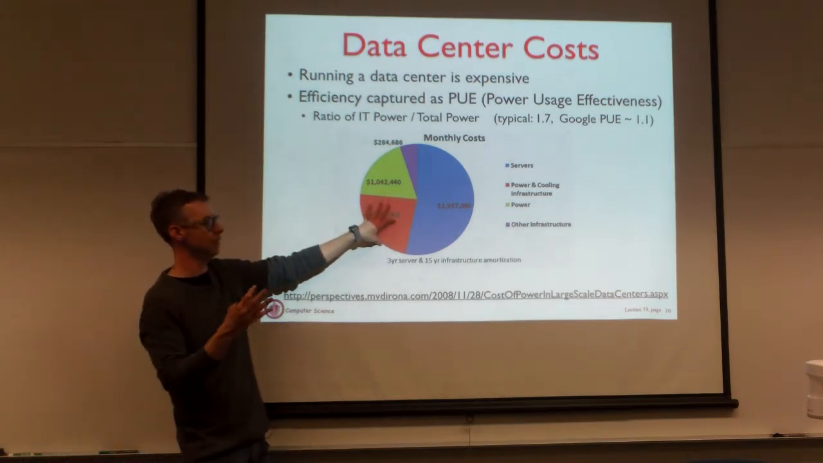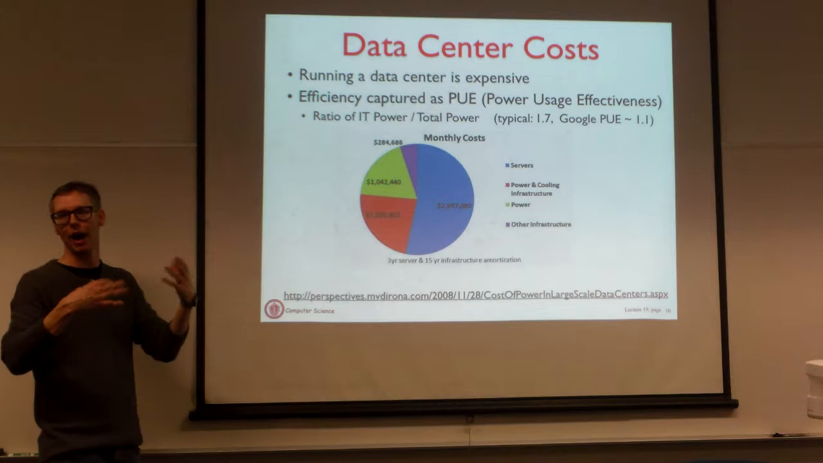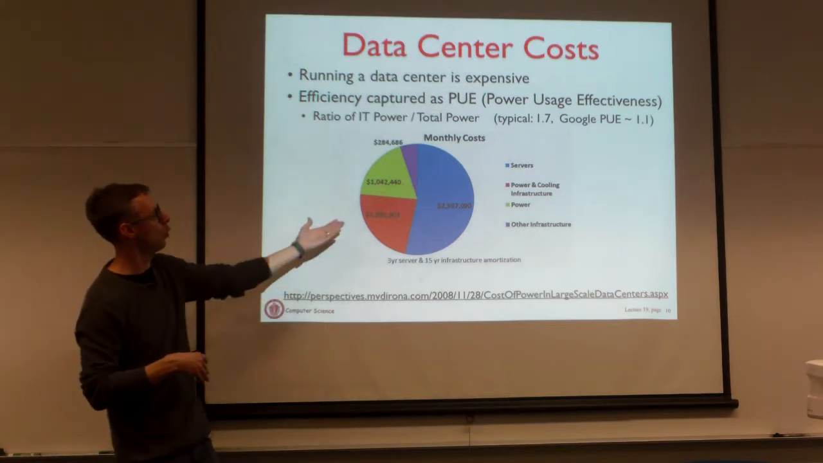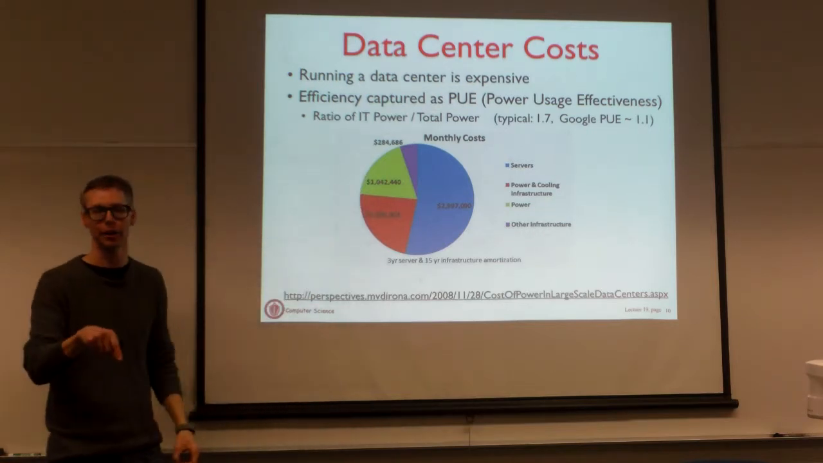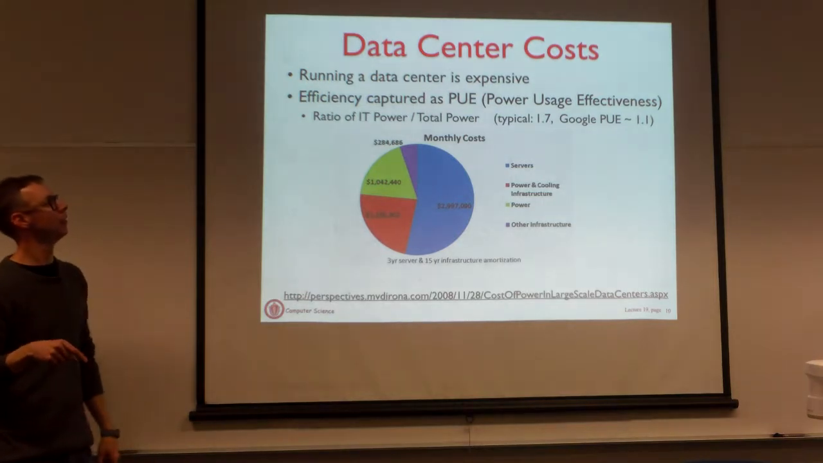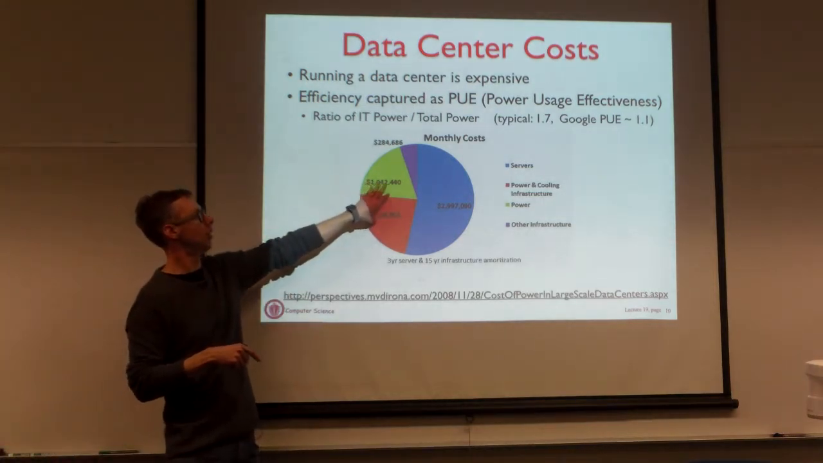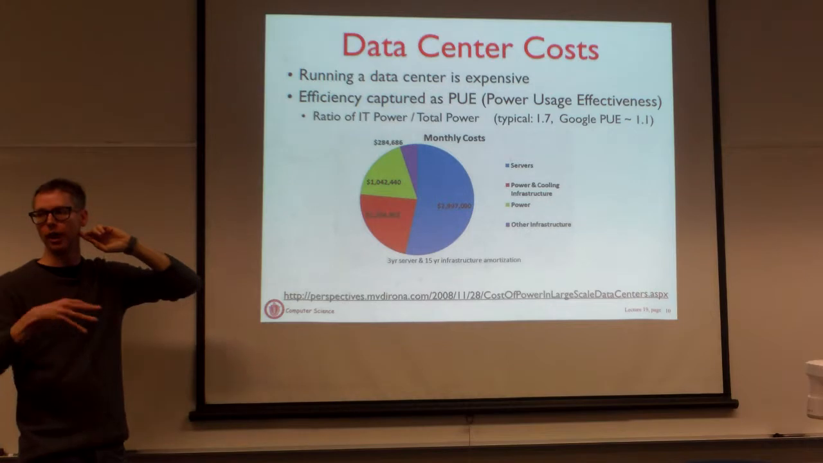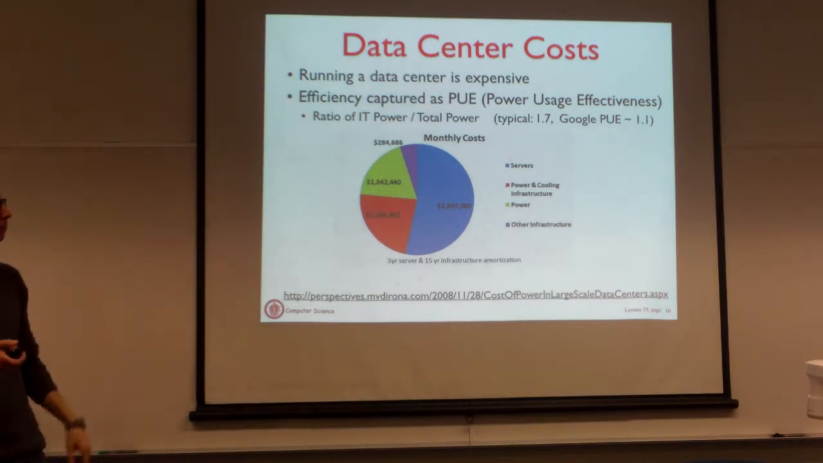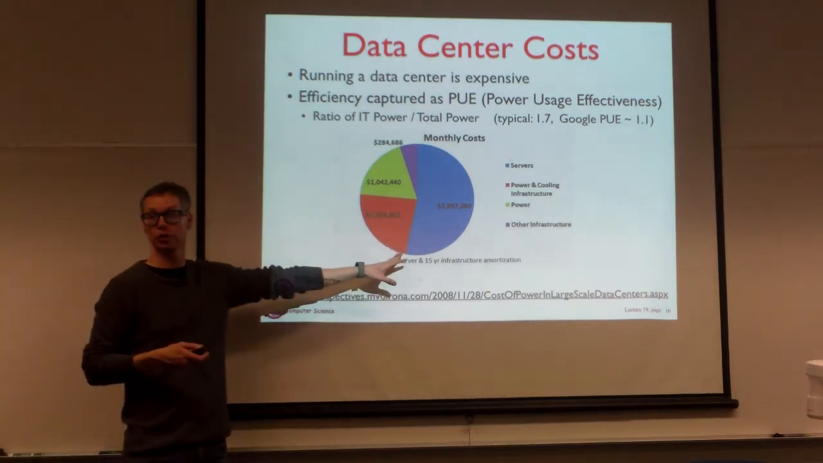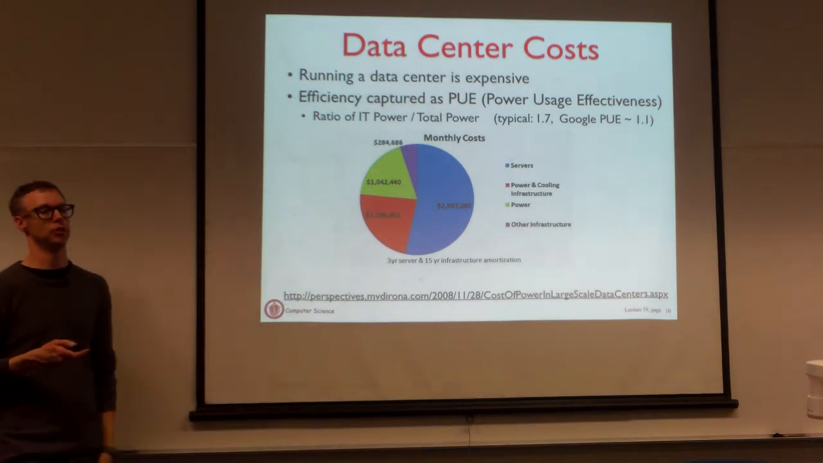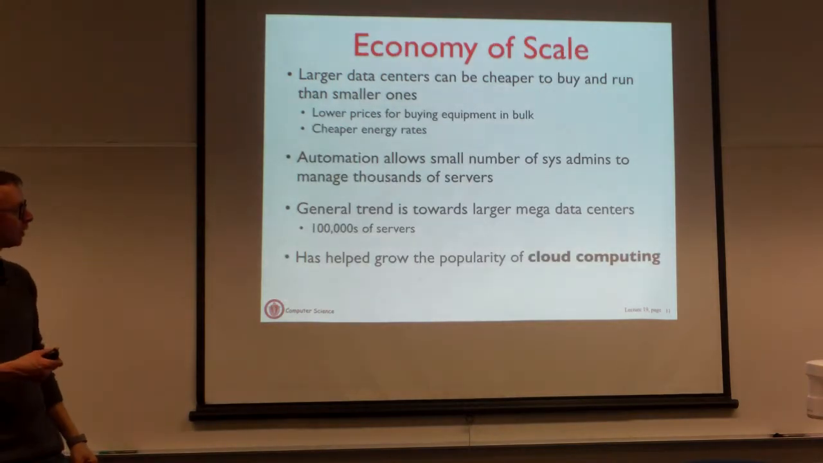Okay, so servers are about half. Building the building and the infrastructure, like the backup generators, the wiring, that's about a quarter. The actual power to power it is another quarter. Right? So power-related costs are almost half over the lifetime of the building. Almost as much as servers. Right? So servers are the other cost.